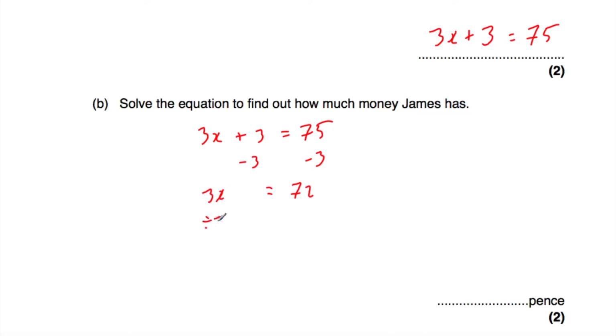So we're going to divide by 3 and divide by 3. We're doing the inverse operation. Now 3x divided by 3, that would just be x. And then on the right hand side, we've got 72 divided by 3.